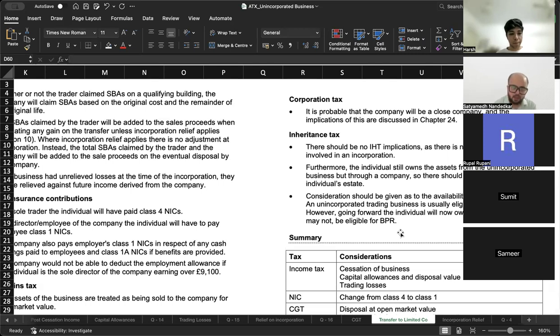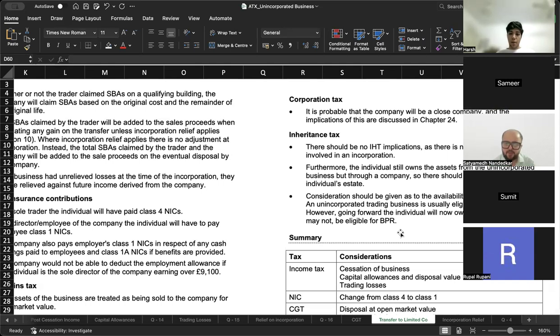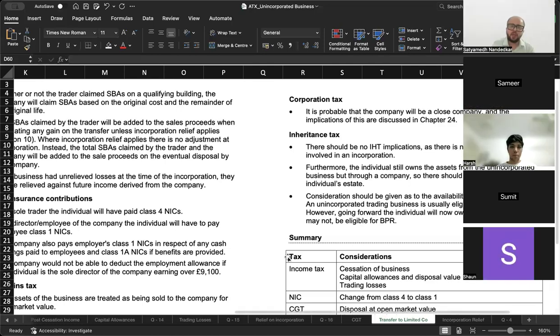ठीक है सर. Okay. No IHT implications in this case because there is no gratuitous intent. What is gratuitous intent? A transfer made with an intention to, मतलब it's not a gift, right? You are transferring the business. उसमें gift वाला scene नहीं है, and because gift वाला scene नहीं है, you will not have inheritance tax.